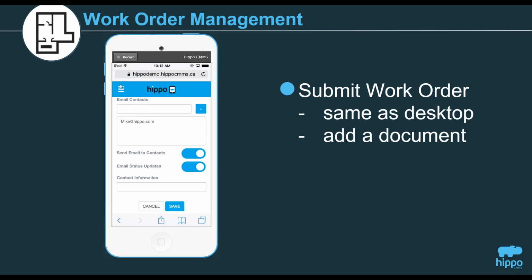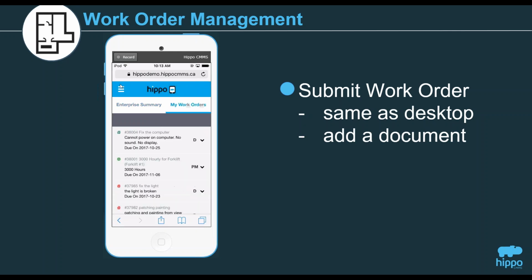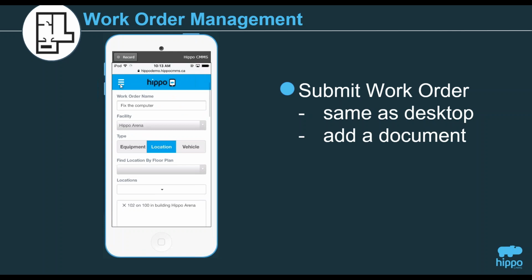So we'll click Save. My work order has now been submitted. Let's go ahead and take a look at it. We'll click on My Work Orders. It's at the very top of the list, 38004. If I click on the drop-down arrow, it's going to give me the location of this work order. Let's click the Edit button. And this is going to open up the generated work order.